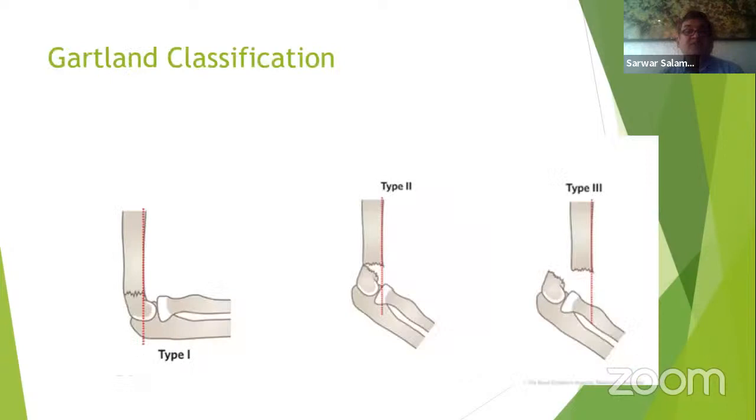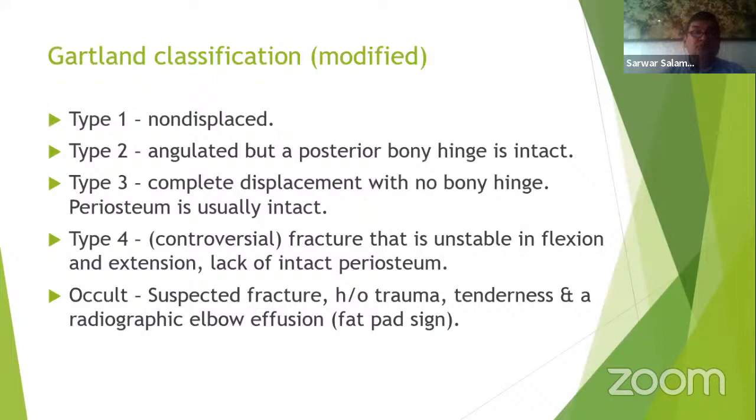So the standard Gartland classification is this way: type 1, there is no displacement. Type 2, the posterior hinge is still intact, not separated, and type 3 is totally separated. There are some modifications, beyond type 1, 2, 3 we have just said. Type 4 is a fracture that is unstable in flexion and extension, with lack of intact periosteum. And for an occult fracture, there is suspected fracture with trauma, tenderness, and radiographic elbow effusion showing the fat pad sign that we have already shown.